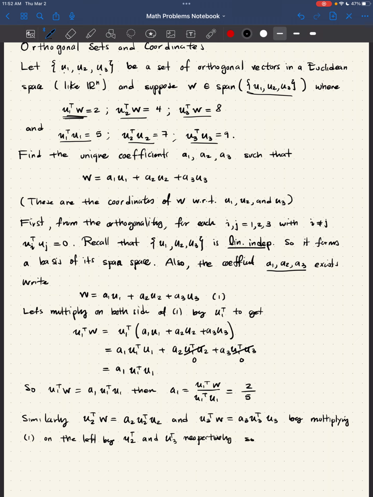So a2 is equal, based on a similar manipulation, to u2 transpose w over u2 transpose u2, which is 4 over 7, and a3 being u3 transpose w over u3 transpose u3, which is 8 over 9.